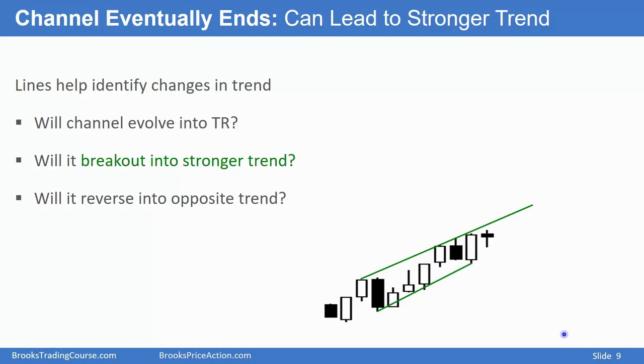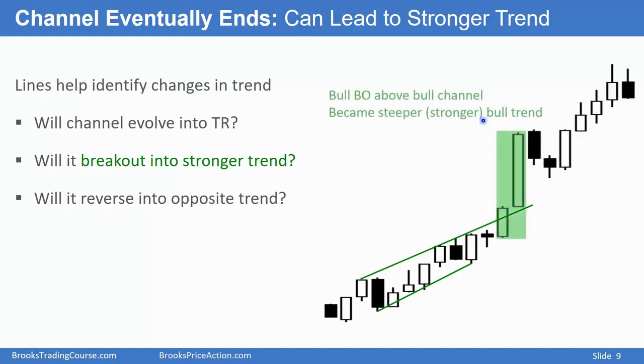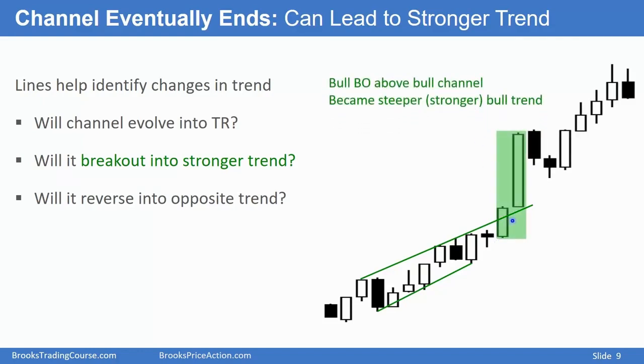75%. That means 25% of the time you get a bull breakout, and the market cycle starts over. Breakout, channel, and trading range. And that's what we had here. We had a strong bull breakout above a bull channel, so the market cycle starts over. Breakout, and then channel, and then probably a trading range later on.